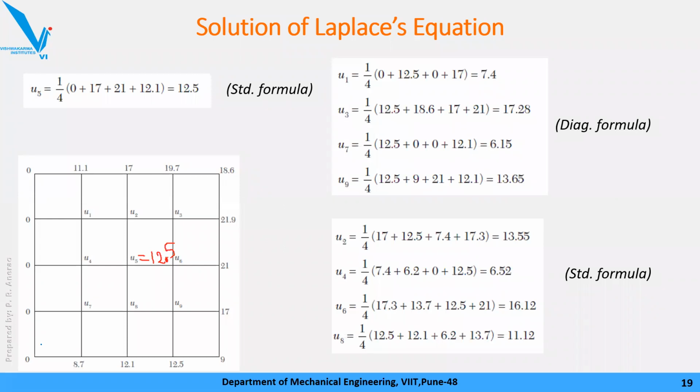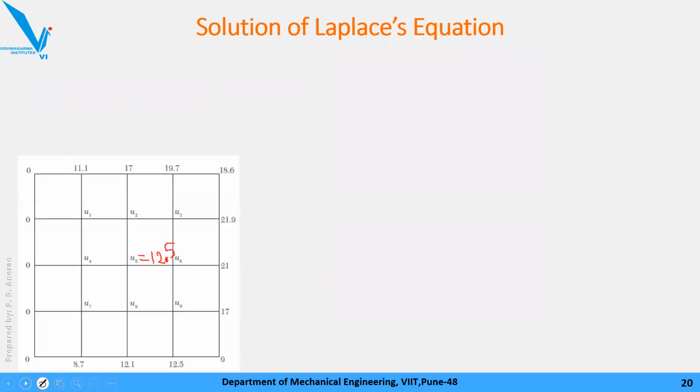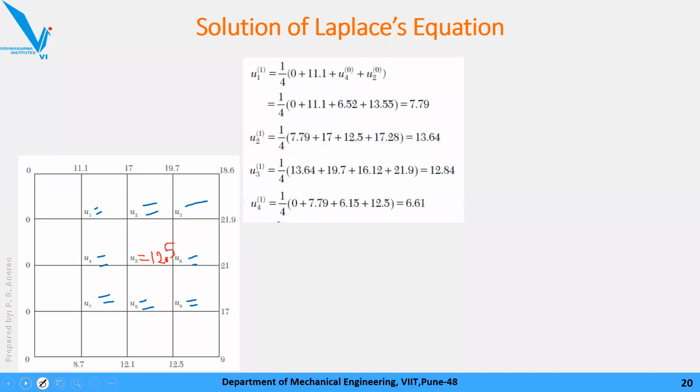Okay, after that, what do you have to do? Iterations. For iterations there is no need to use the diagonal formula; for iteration, always use the standard formula. In the next part, you will write down all the values of U you obtained in the previous calculation and perform iterations. Iteration number one will start, and again you start with U1, U2. When you start the iteration, go in sequence: U1, U2, U3, then U4, U5, U6, U7, U8, U9, and use the updated values.